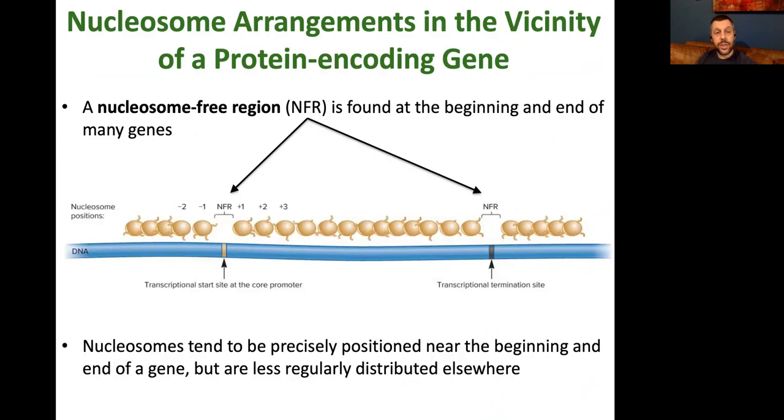And it's often true that there's a nucleosome-free region at the beginning and the end of a gene. And that leaves this little gap in the chromatin structure, which allows proteins to move in and bind to the core promoter and regulate transcription of a gene.